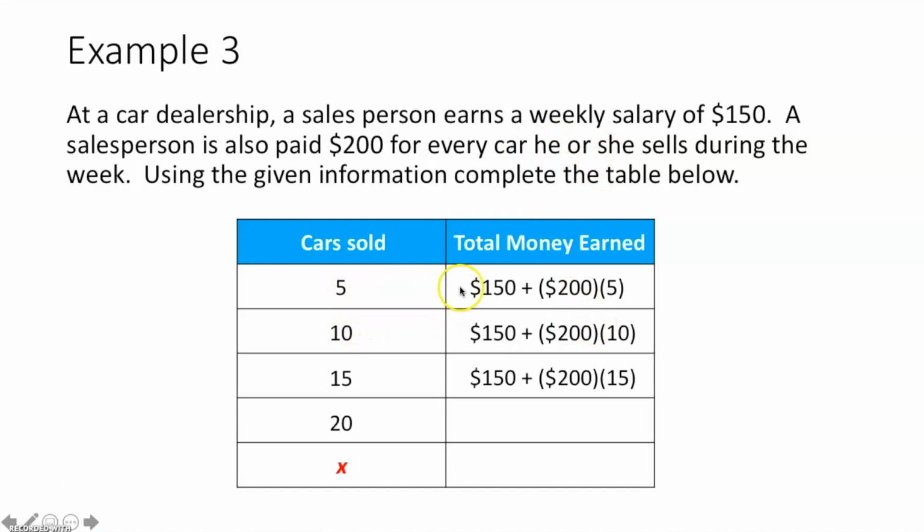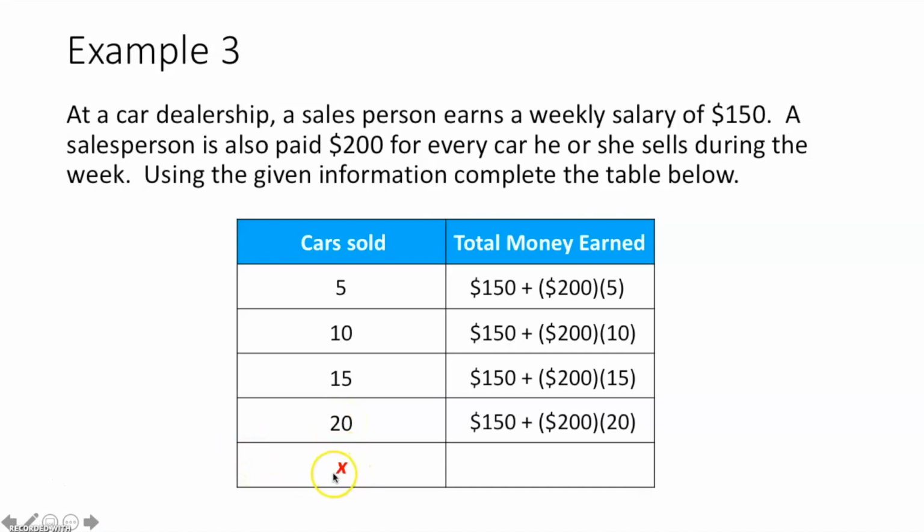So if I want to figure out how much money you earned after selling 5 cars, I would do 5 times 200 plus 150, because the 150 is their weekly salary, 200 per every car. So I multiply those together and then add these two. Same thing for 10 cars sold. I would take their weekly salary and add it to 200 times the number of cars they sold. Same thing with 15 and same thing with 20. So if I want to write the expression in this blank spot right here, I would go 150 plus 200, because it's $200 times every car, times the number of cars, which in this case would be 20.